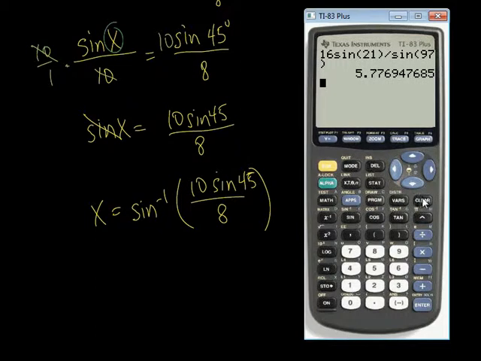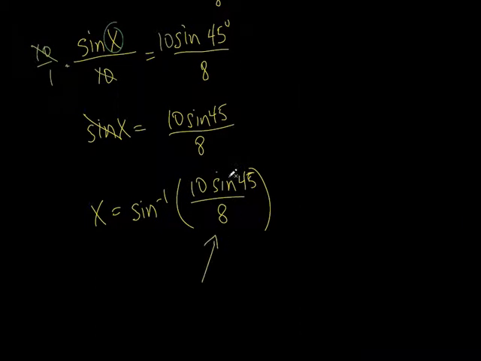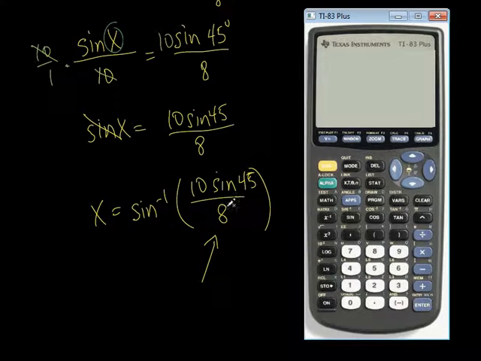Let's see about this. I'll tell you what. Let's put all this stuff in the calculator first, and then at the very end, after I put this on there, then we'll take this inverse sine. Now you could do this in order. You could go inverse sine first if you wanted to, but I'm just going to do it like this.